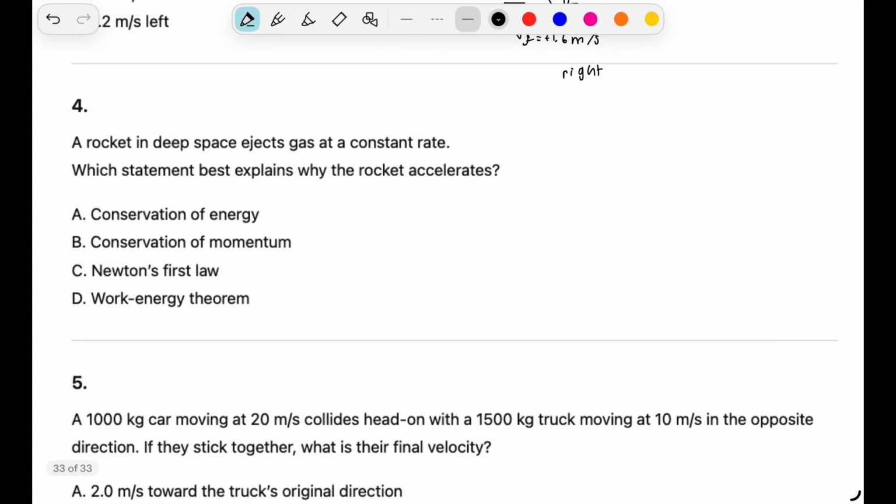A rocket in deep space ejects gas at a constant rate. What statement best explains why the rocket accelerates? So we know that if the rocket is ejecting gas, that means that it's pushing the mass backward. So you have a rocket, and it's going to be pushing gas out this way. So then there's going to be an equal and opposite force that is going to push the rocket this way.